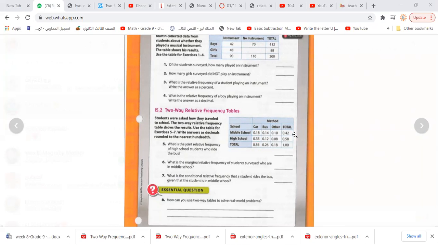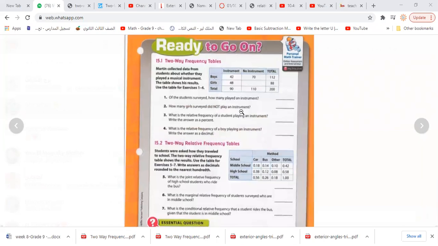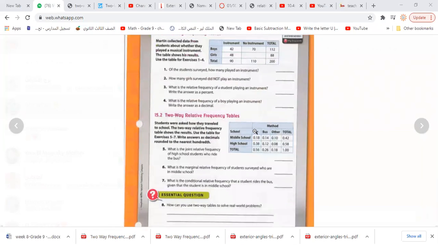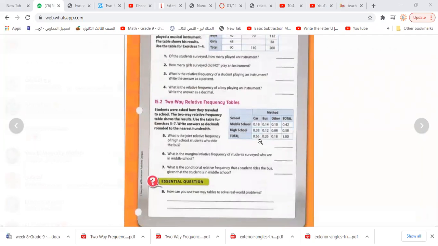Then, now we know how we can calculate relative frequency, how we can fill the space, how we can answer the question related to the table, and how we will calculate the marginal relative frequency and the conditional relative frequency.